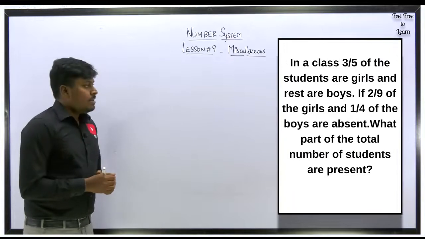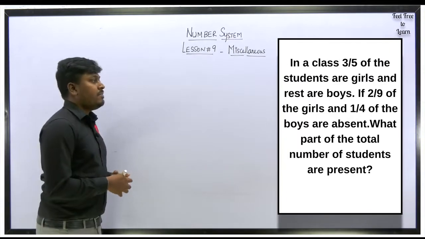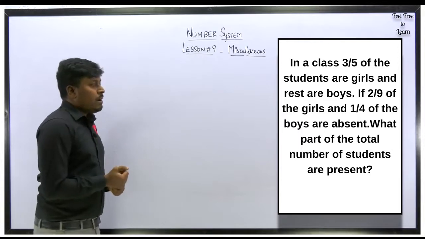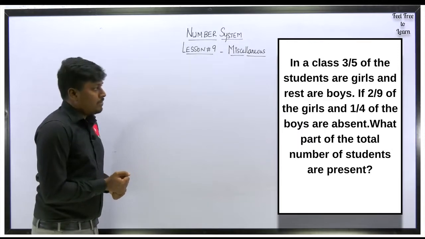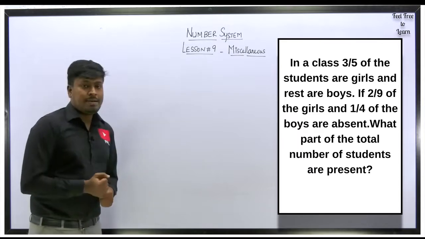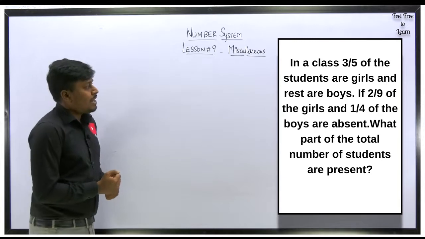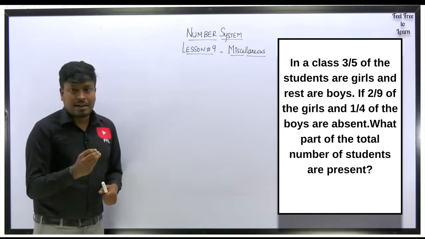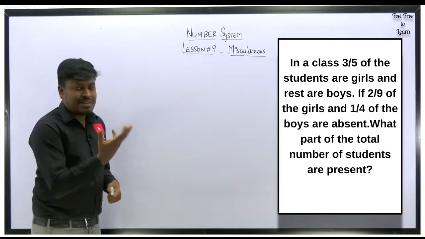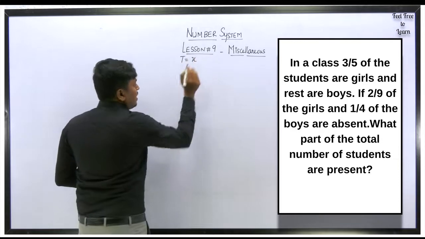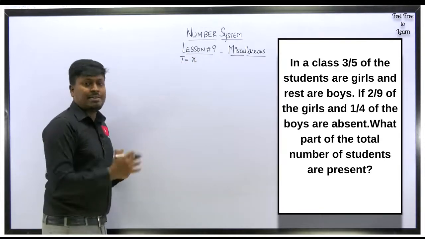Last question. In a class, 3/5 of the students are girls and the rest are boys. If 2/9 of the girls and 1/4 of the boys are absent, then what part of the total number of students are present? So see here friends, our target is to find what part of the total students are present in the classroom. But we don't know the strength of the classroom. So first, let me assume the total number of students in the classroom is x.